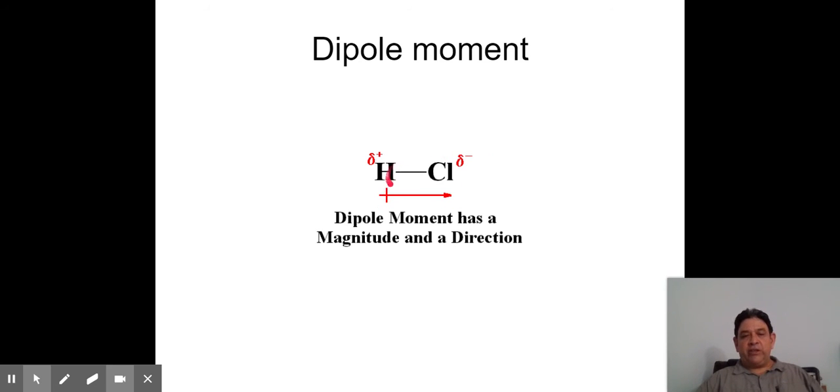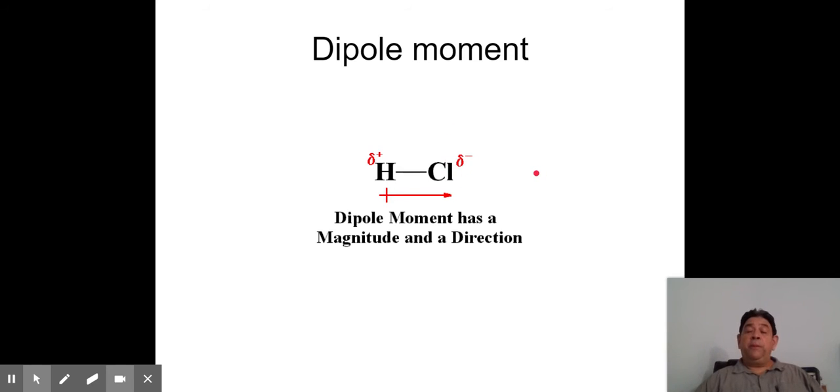It also has a direction. This dipole moment right here is represented by this arrow with a cross at the end. We draw an arrow and put a little cross at the end, and the cross represents the side of the molecule, or the side of the bond, where the partial positive is. The arrow points in the direction of the partial negative.